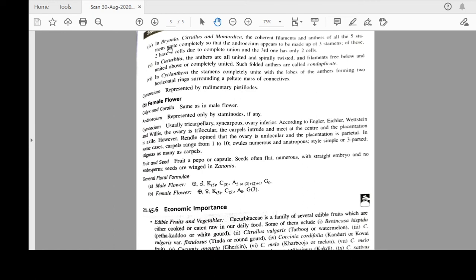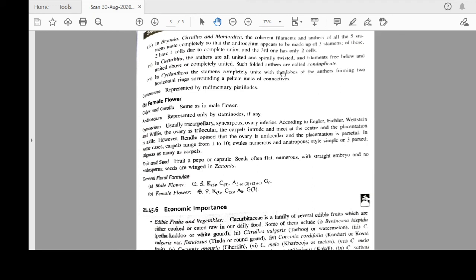Fourth condition is in Bryonia, Citrullus and Momordica, the coherent filaments and anthers of all 5 stamens are united completely, so that the androecium appears to be made up of 3 stamens. Of these, 2 have 4 cells due to complete union, and the third one has only 2 cells in Momordica and Citrullus. In Cucurbita, the anthers are all united and spirally twisted, and filaments free below and united above or completely united.